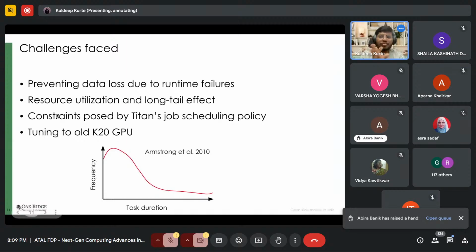Then second is the resource utilization and the long tail effect. Resource utilization, as the name suggests, means, suppose you are asking for say 5 nodes, and each node comes with one GPU. These are the costly, time consuming resources, basically. And when you process the data on these resources, you need to make sure that they are utilized fully.